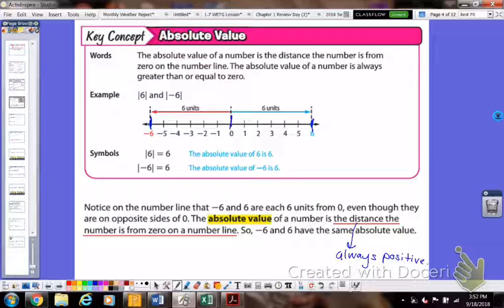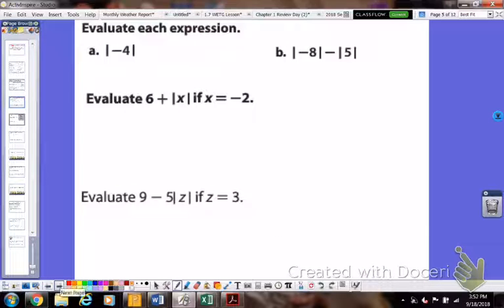Distance is always positive. We want to evaluate each expression, so the absolute value of negative 4. If we think about a quick number line here, 0, negative 1, negative 2, negative 3, and negative 4. So how far is negative 4 from 0? We see 1, 2, 3, and 4. So the absolute value of negative 4 is 4. It is 4 units away from 0.